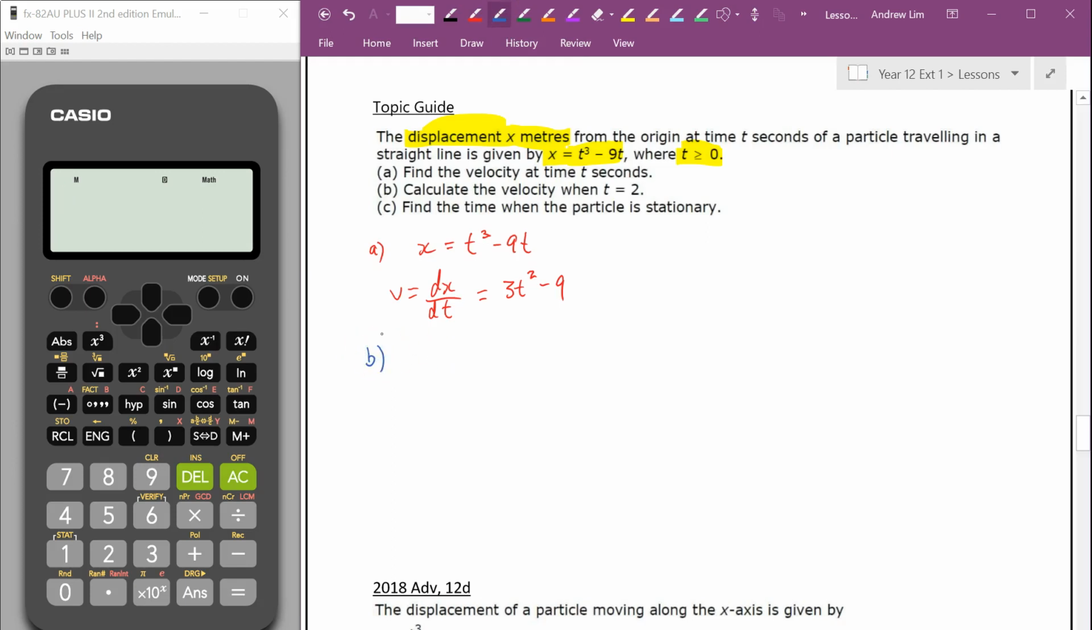Alright, question B. Calculate the velocity when t is equal to 2. So when t is equal to 2, we know that the velocity is equal to 3 times 2 squared minus 9. We're just going to sub that straight into here, because t is 2. So we get 3 times 4 minus 9, which is 3. So let's put the correct units. Because this is x meters in t seconds, velocity is going to be meters per second.